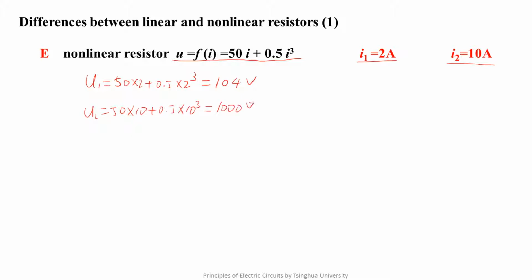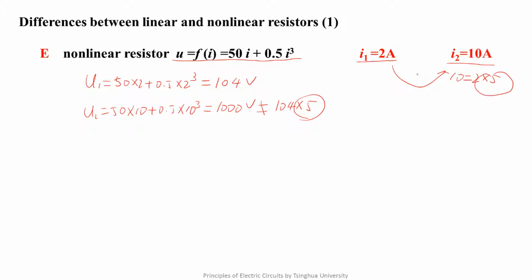They are easy to calculate, but it is very important to note that 1000 is not equal to 104 times 5. However, we know that 10 is equal to 2 times 5. This means that the homogeneity property of the linear resistive circuits we learned in previous lectures is no longer valid here.